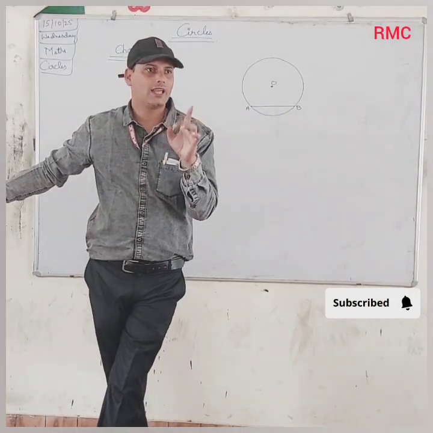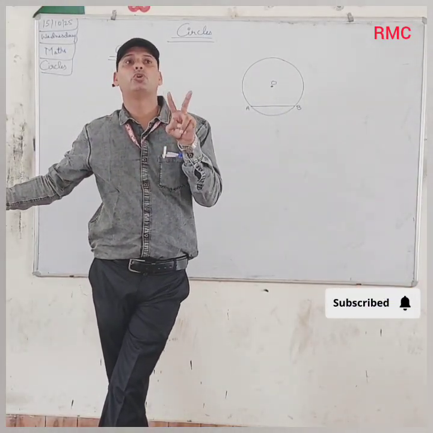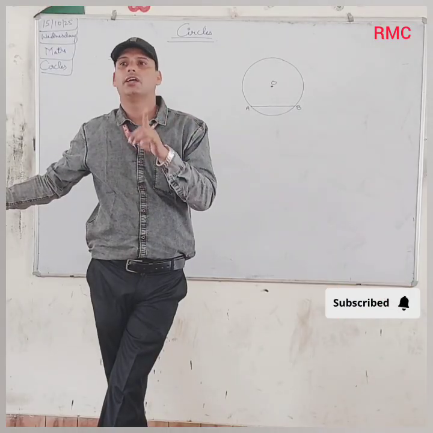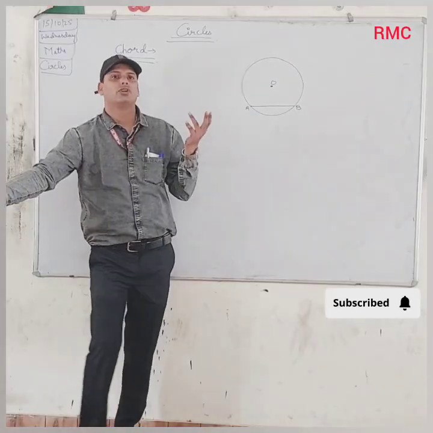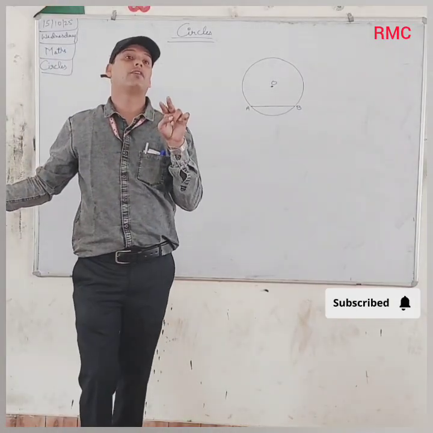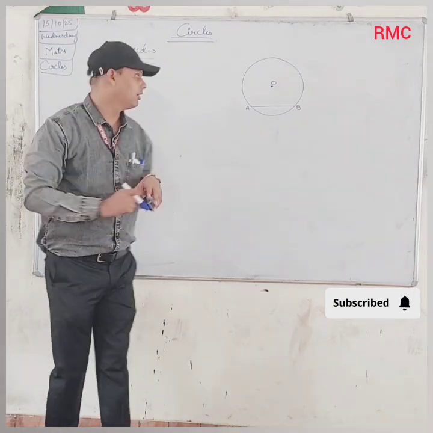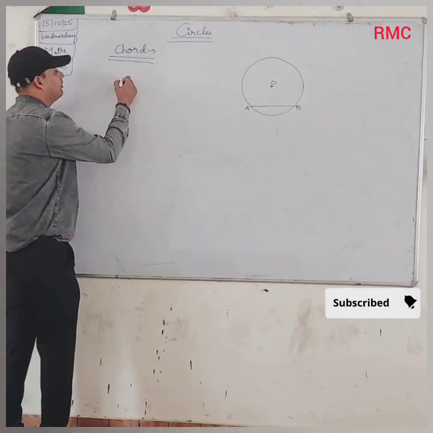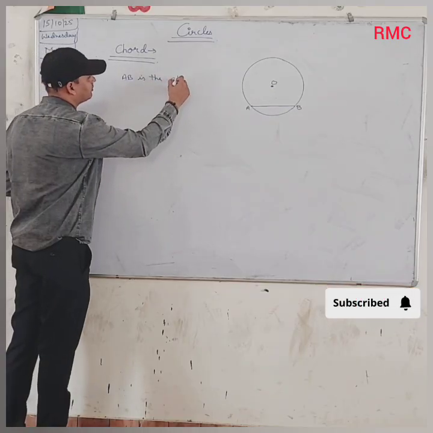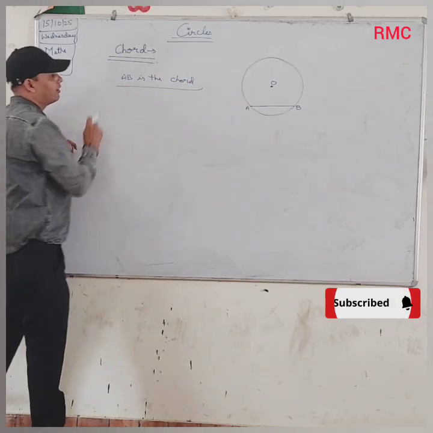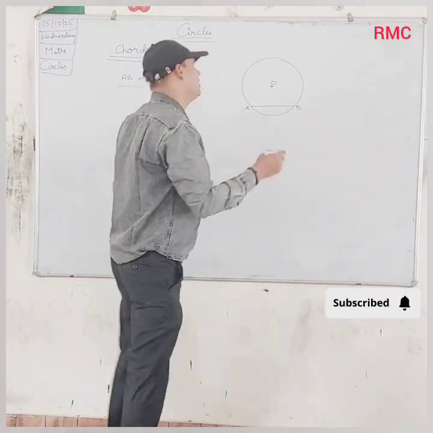So remember that a line segment joining 2 points of the circle is known as the chord of the circle. Clear? So AB is the chord. Here, a line segment joining 2 points of the circle means it can be anywhere.